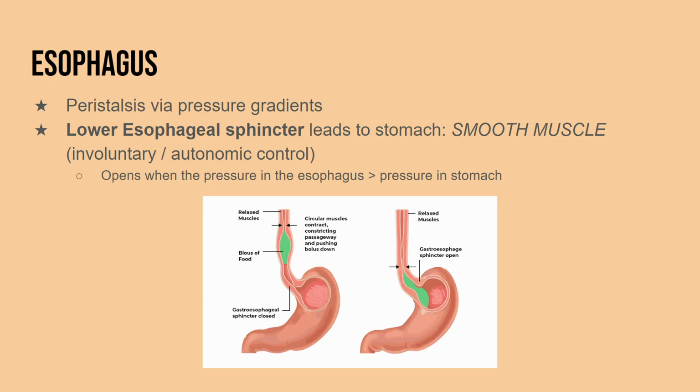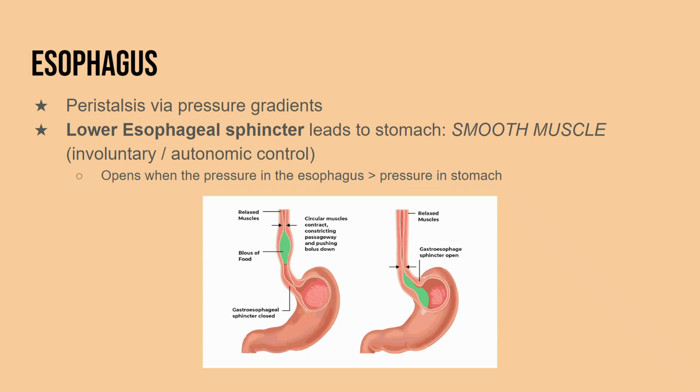Then the food travels into the esophagus, and then there's peristalsis, which helps bring the food down into the stomach. And then at the bottom, at the junction between the esophagus and the stomach, you now have the lower esophageal sphincter. This one is smooth muscle, so you can't control consciously if you're going to open or close that. It's based off of a pressure gradient. If you have food in the esophagus, the pressure in the esophagus is going to be greater than the pressure in the stomach, which is going to cause the sphincter to open and allow the food to go into the stomach.